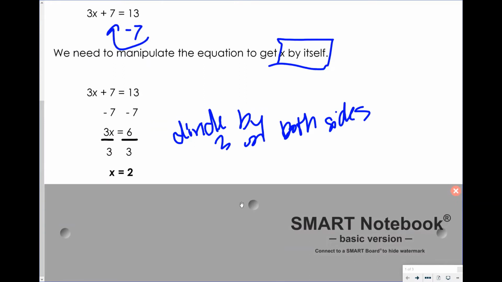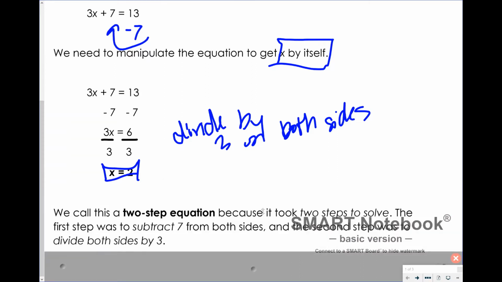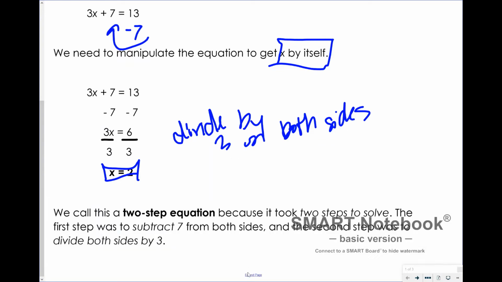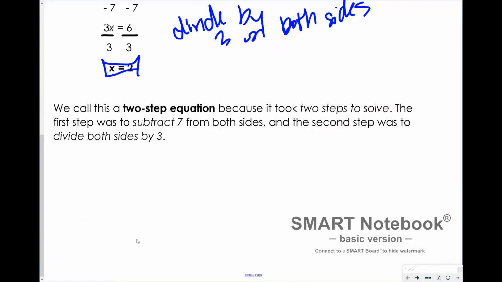Okay. So x equals 2. There's our answer, ladies and gentlemen. Now, let me take this off here to where you guys can see this. Now, we call this a two-step equation, because it took 2 steps to solve. Am I right?